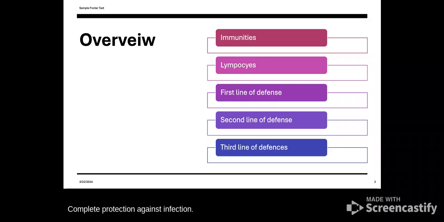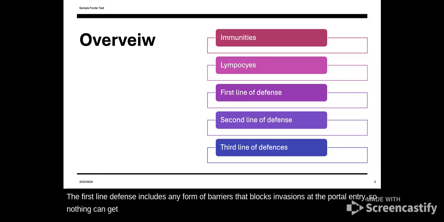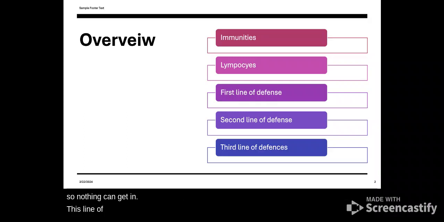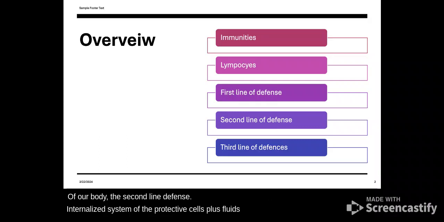The first line of defense includes any form of barriers that blocks invasions at the portal of entry so nothing can get in. This line of defense limits any access to the internal tissues of our body. The second line of defense is an internalized system of protective cells plus fluids, and includes inflammation and phagocytosis.